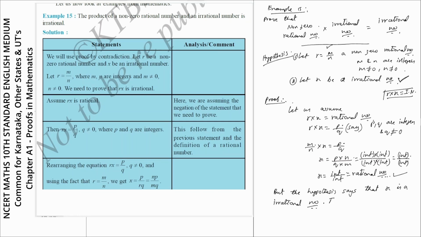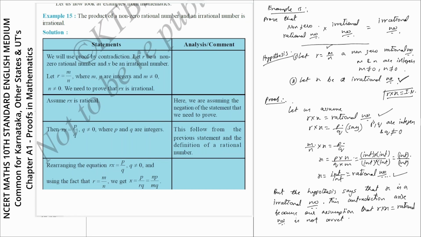Okay, this contradiction arises because of our assumption. What did we assume? We assumed that r into x is a rational number. Therefore our assumption itself is wrong. So this contradiction arises because our assumption that r into x is a rational number is not correct.